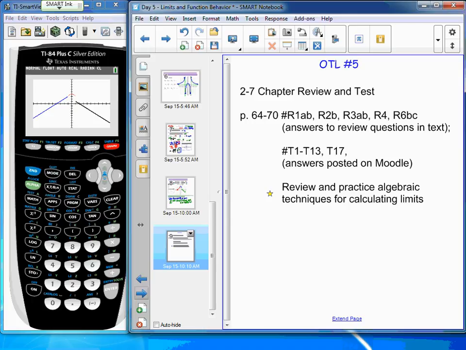I want you to know that these come from the review problems and the test problems in your book. Answers to the review questions are in the textbook. Answers to the test questions are posted on Moodle. You want to review and practice your algebraic techniques for calculating limits because those are not adequately reflected in those review problems. I added a special star bullet for you. Make sure you look back over OTL 2 where you did all those algebraic techniques. That's not included in the review problems here, so make sure you do that on your own as a means to prepare for your test.